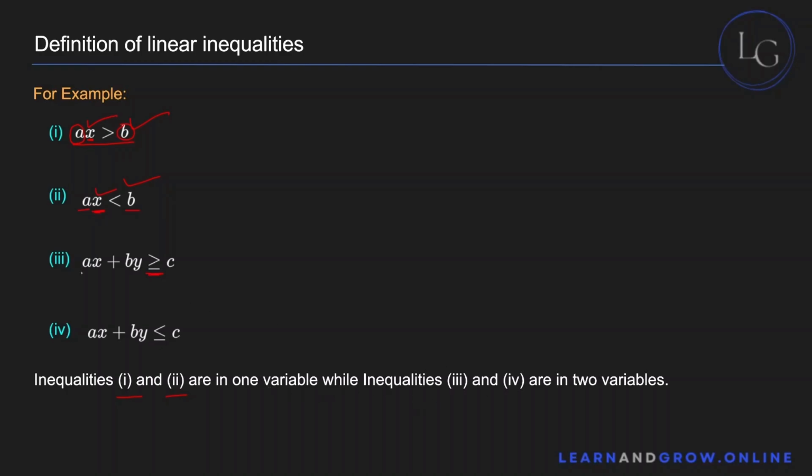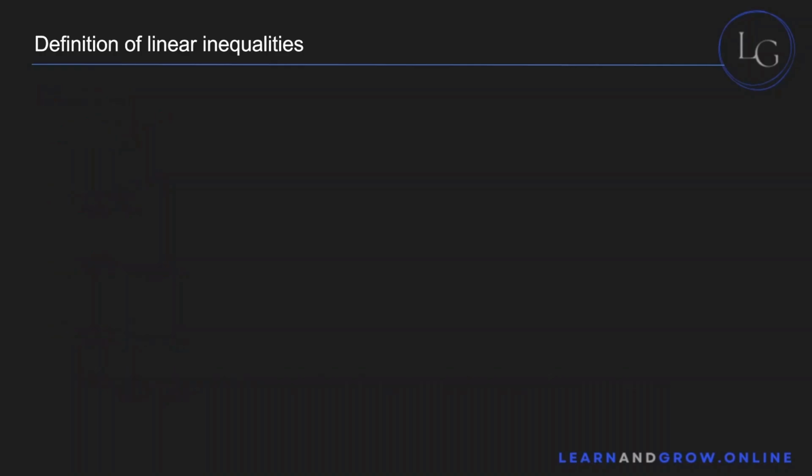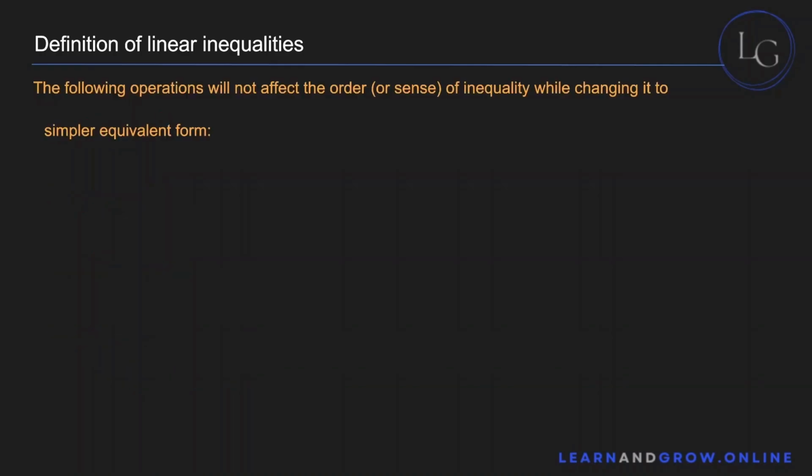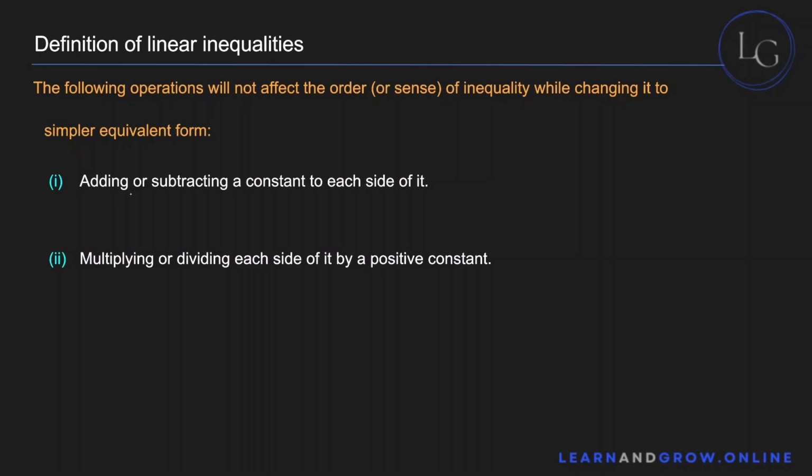While the inequalities 3 and 4 are in two variables. As you can see, we have x and we have y. Two variables, x and y. A, b and c in both these inequalities are just constants. So that's that. Now, the following operations will not affect the order or sense of an inequality. So basically what we mean by this is that 1, adding or subtracting a constant to each side.